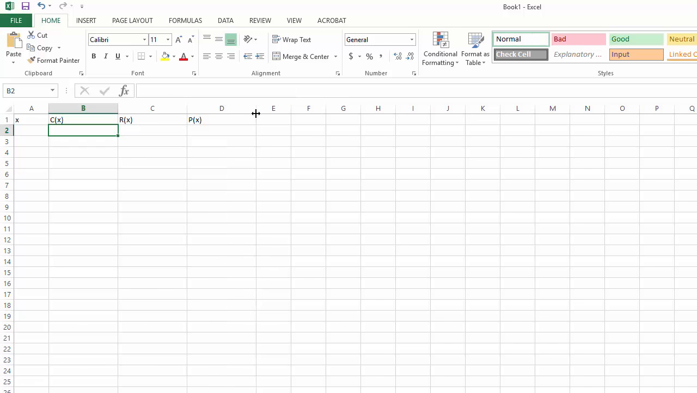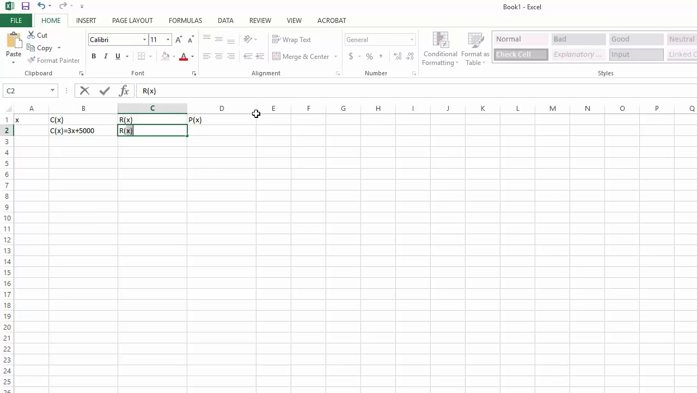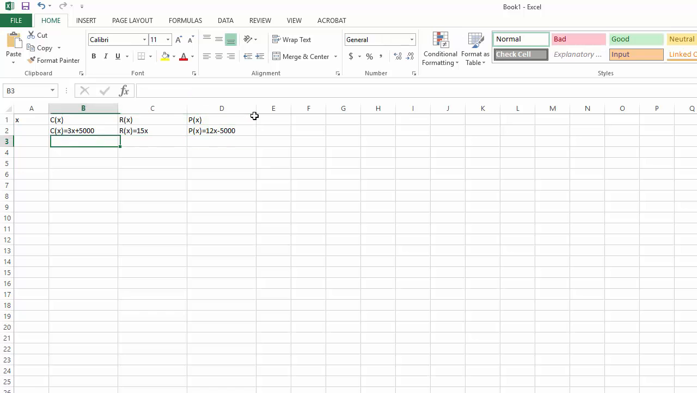and I'm going to give myself some room here to type in these equations. I want C of X to equal, let's say I have something that costs $3 a unit to make, and I did an initial cost of $5,000, and I'm choosing to sell these puppies for $15 a pop, and that gives me a profit equation of 12x minus 5,000.